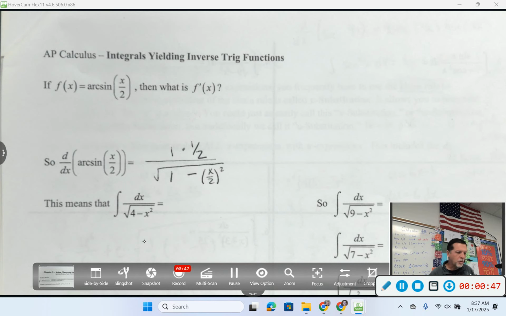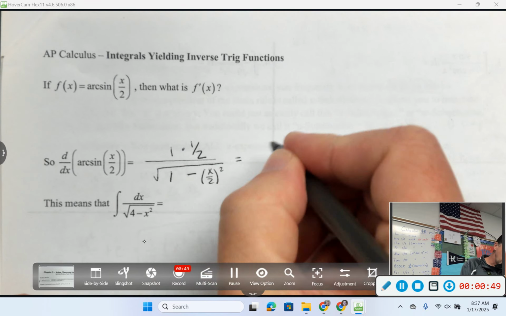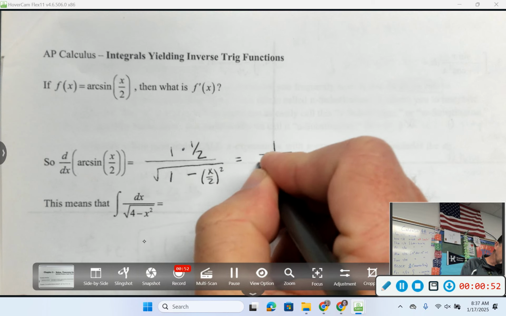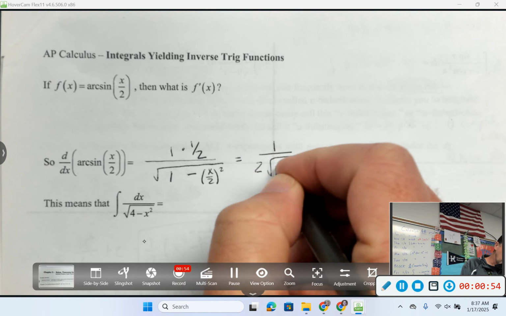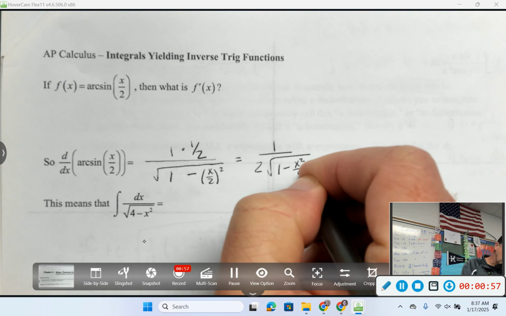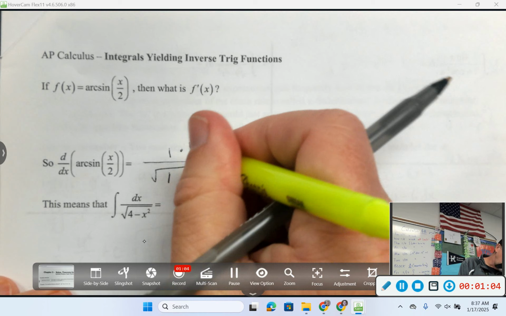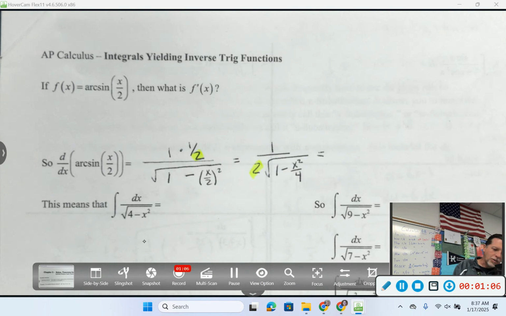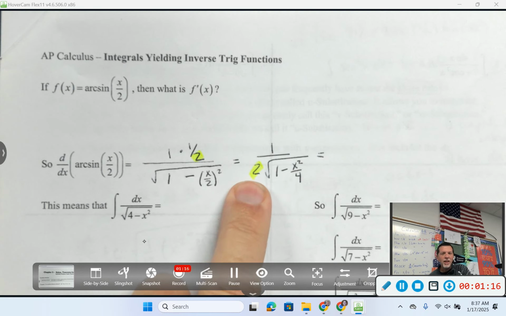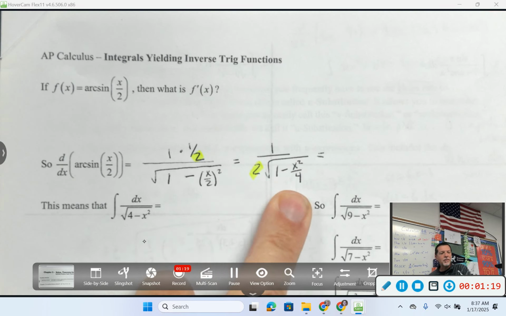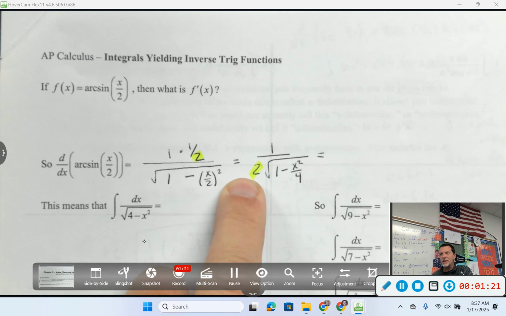If we wanted to do some algebra cleanup work, let's see, 1 over 2 square root 1 minus x squared over 4. You okay with that? This 2 went to there, and I squared the x over 2. Now, the next step is legitimate. It's just maybe confusing. I would like to distribute that 2 into the square root, but I can't really do that because this one's not a square root.